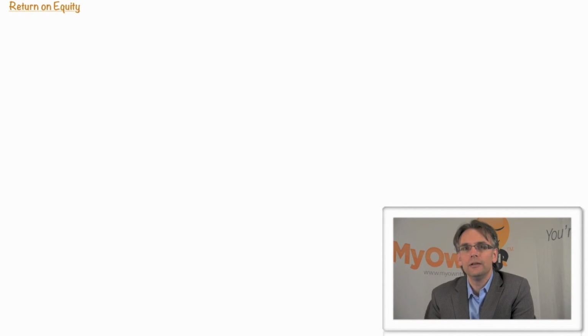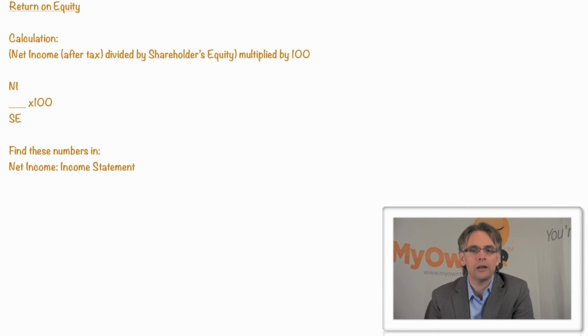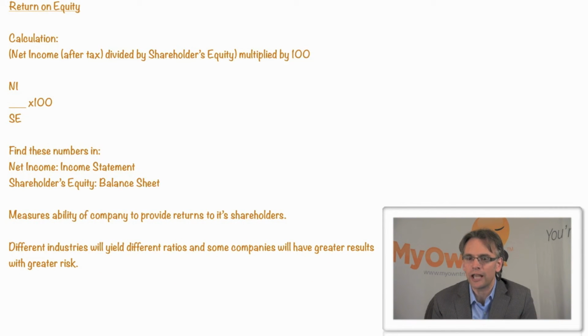Our last ratio is return on equity. This is calculated by taking net income after tax, divided by shareholders' equity, and multiplied by 100. You'll find these numbers in the income statement and the balance sheet. Now, return on equity measures the ability of the company to provide adequate returns to its shareholders. Different industries, again, will have different ratios, and some companies will return higher results but with greater risk.